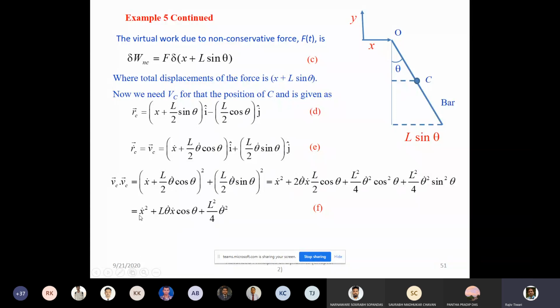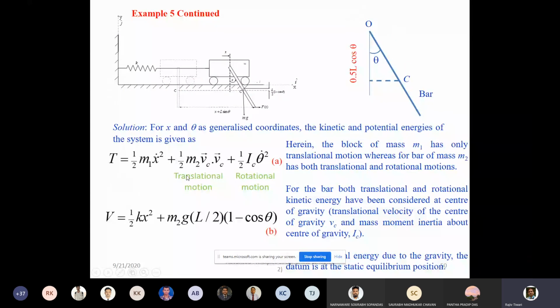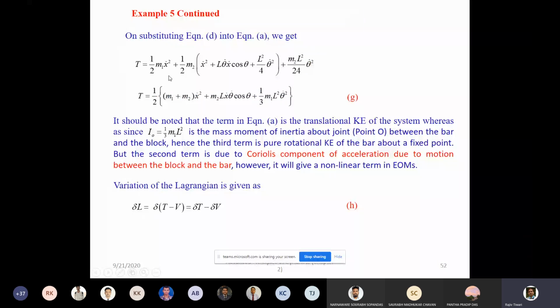So this is the velocity squared. This we can substitute in the kinetic energy to get the total kinetic energy of the system. So the total kinetic energy of the system will be, this was for the car, this was translational of the bar, and this is rotational of the bar. If we rearrange, there are some common terms, and we will get the expression like this. So the x dot squared term and theta dot terms are collected, and the remaining is like this.